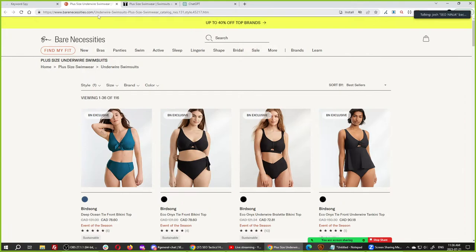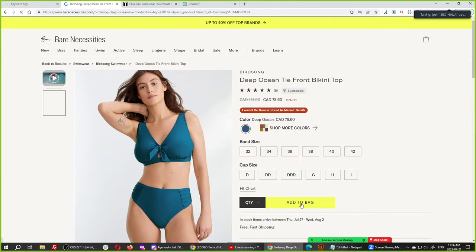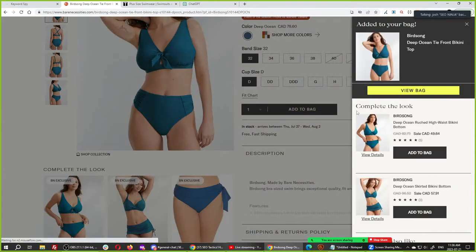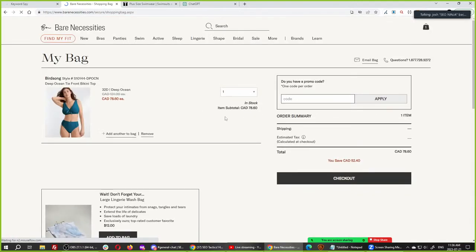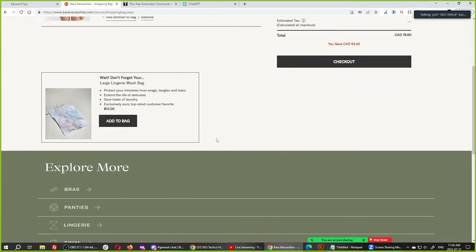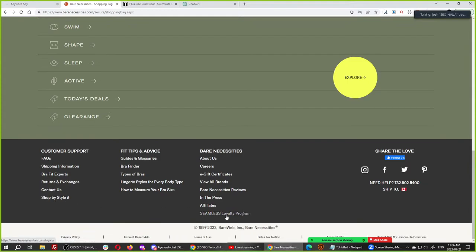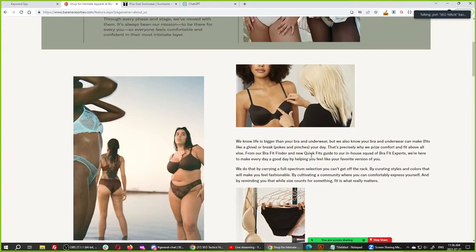So Bare Necessities, are you guys an affiliate? Okay, I want to buy it. Where do I go to buy it? Yeah, add it to my bag. View my bag. Clearance, FAQs. Who are we? About us. Are you an affiliate? They make it really hard to tell if they're an affiliate.